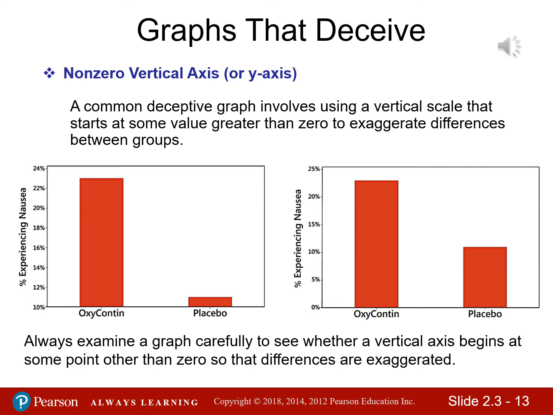With the graph starting at 10%, it appears that those using OxyContin experience nausea at a much higher rate, that is about 12 times higher than the placebo group. But when we look at the graph that starts at 0, it shows the actual ratio, which is only about 2 times higher. So regardless of the reason for displaying a graph with a non-zero axis, it is important to be aware of the non-zero axis so that you can avoid being deceived by the graph.